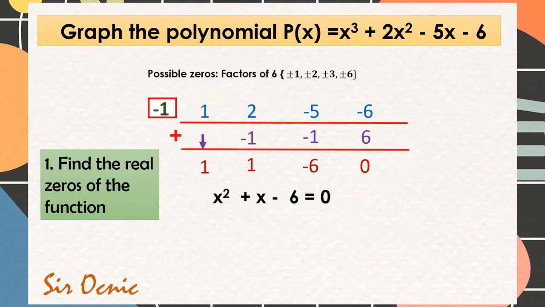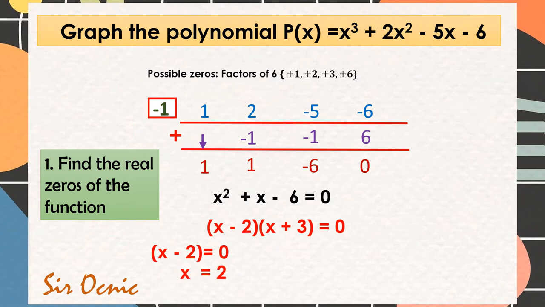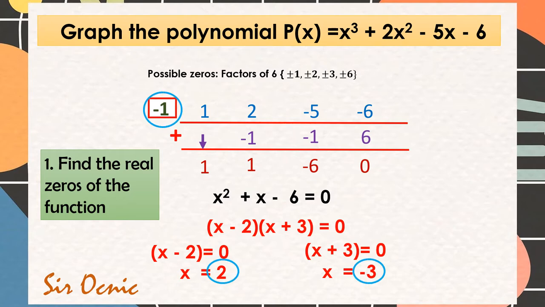Rewriting the numerical coefficients in polynomial form, we will then have x squared plus x minus 6 equals 0. Factoring this trinomial, we will have x minus 2 times the quantity x plus 3 equals 0. Equating both factors to 0 will result to x equals 2 and x is equal to negative 3. Therefore, the zeros are negative 1, 2, and negative 3.